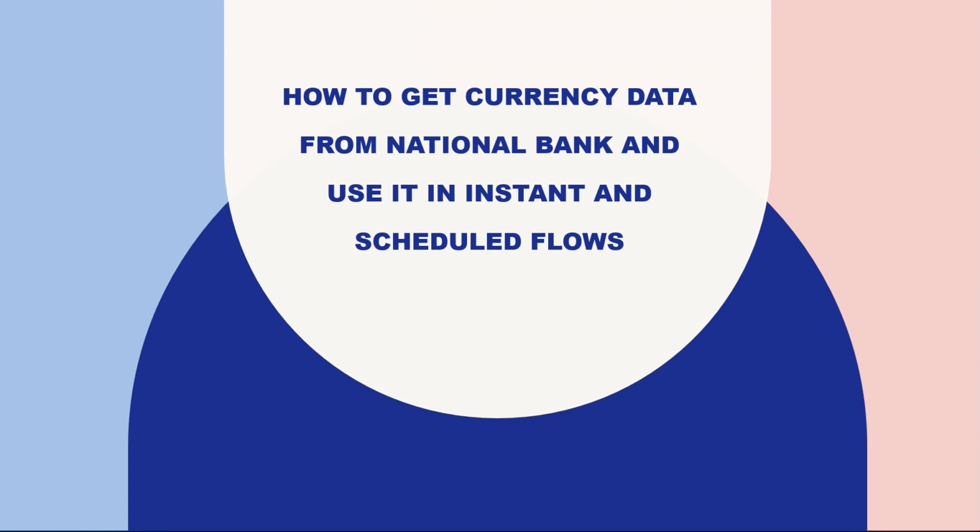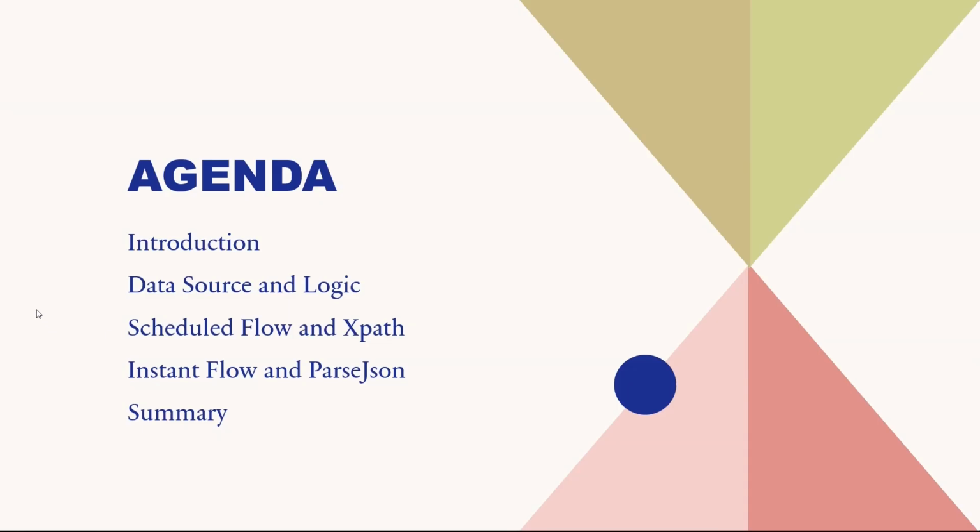Hi everyone, today I'm going to talk about how we can get currency data from the National Bank of Turkey and use that data in our instant or scheduled flows. I will start with an introduction, then talk about the data source and logic, and I will show you a scheduled flow using the XPath function and an instant flow using the ParseJson function.